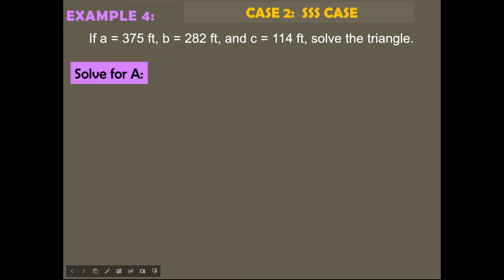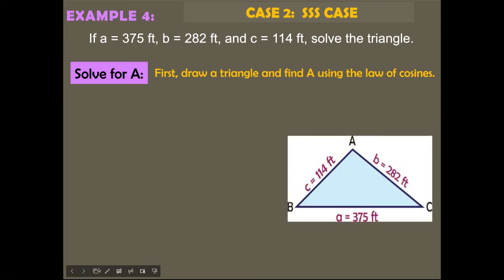So let's try solving for angle A first. Of course, first we have to draw a triangle so that we can visualize the given. Here is the illustration for this given triangle. As you can see, all the three sides are given. Since all the three sides are given, therefore we can use cosine law.